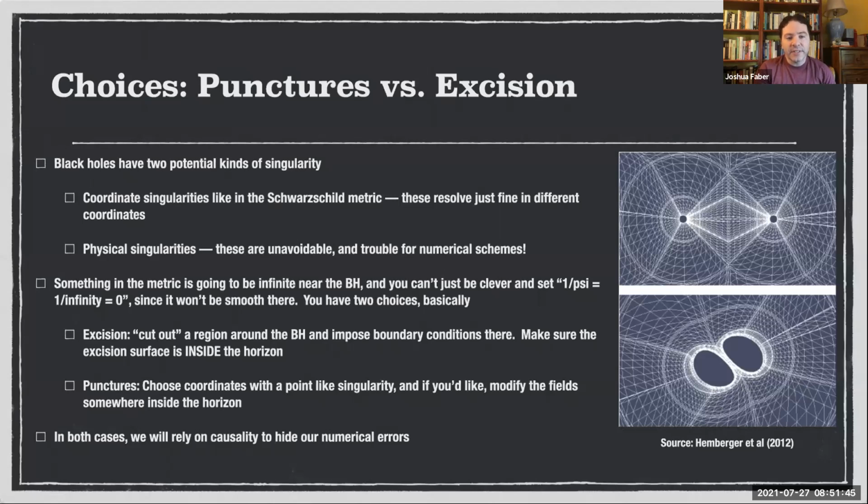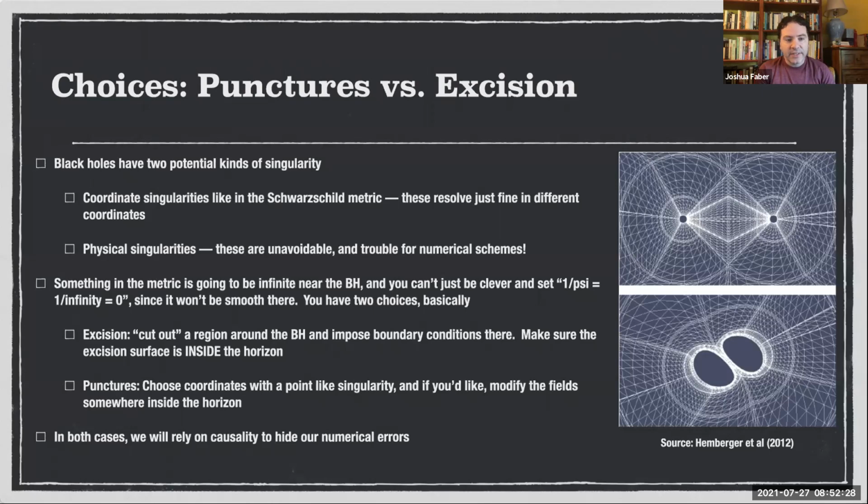There are, however, physical singularities for black holes. These are located in some sense at the center of the black hole. These are basically unavoidable, but they're also extremely troublesome for numerical schemes. Something in the space-time metric is going to be infinite inside the black hole. And if you try to be clever and essentially do 1 over that thing, to basically do 1 over infinity equals 0, you're going to not be smooth at that point. This basically leaves you with two kinds of choices for how you're going to deal with your singularities in practice.